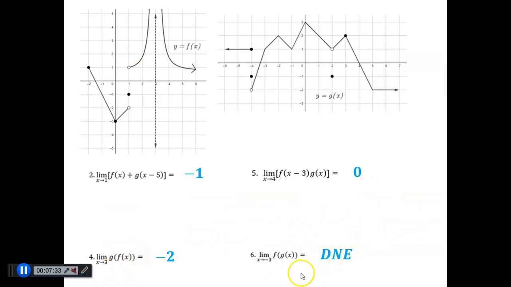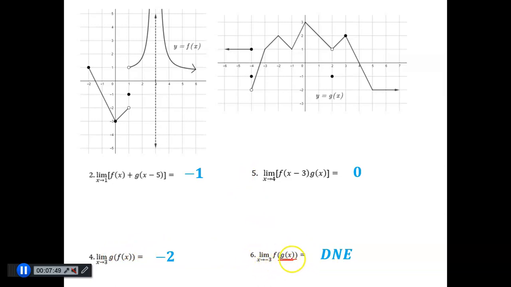All right, last one. This is the first one we've gotten that doesn't exist. I think this is an interesting one because it shows you how it happens that it doesn't exist. So don't be me. Read the problem correctly. So I have f of g of x, and I'm approaching negative 3. Again, this is a composite like this one was. So I'm going to start from the inside out.